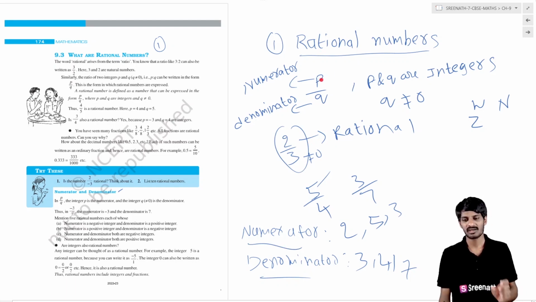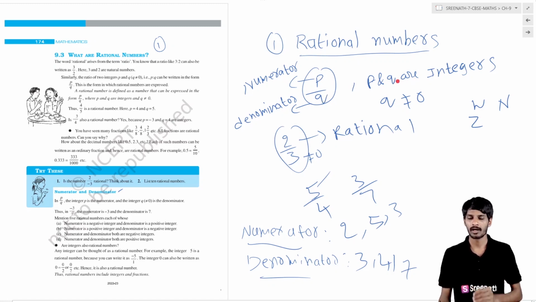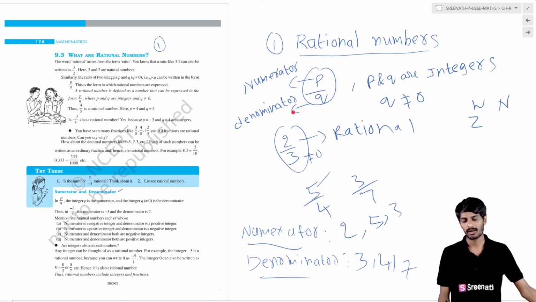So rational numbers are nothing but numbers in the form of p by q. Another condition is that p and q must be integers, maybe positive or negative. And another thing is that q must not be equal to 0. The next point is about the numerator and denominator: what is on the upside is the numerator, and what is on the downside is the denominator. Okay, students.